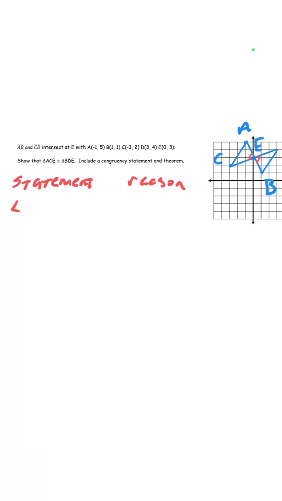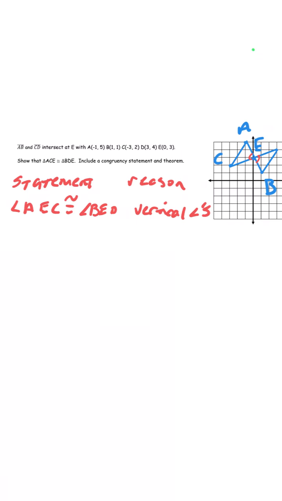So the first thing I'm going to do is talk about this vertical angle, AEC. So I have an angle AEC is congruent to angle BED. That's because of vertical angles. Okay.